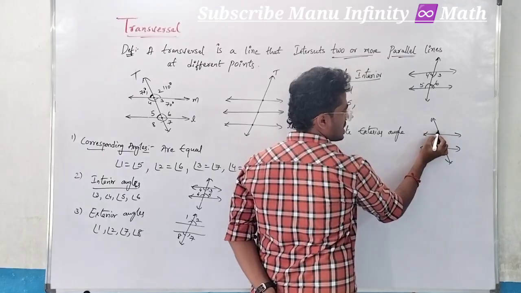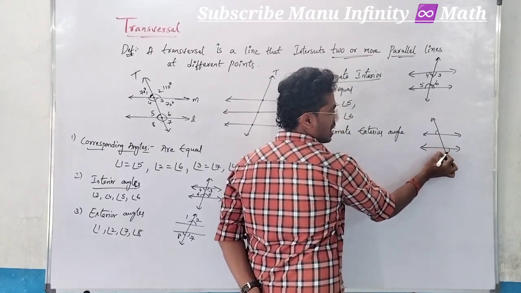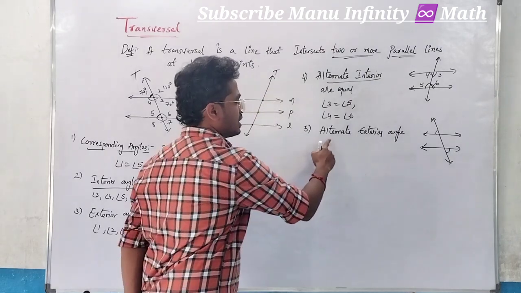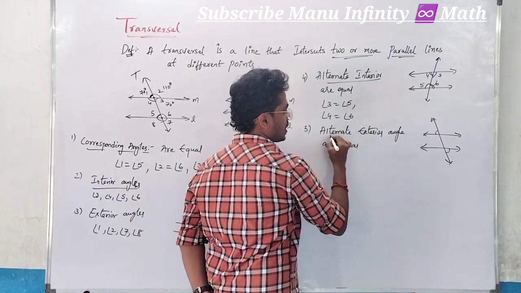Now see, if this is an exterior angle, what is the alternate angle for this one? So this is the alternate angle. So alternate exterior angles are also equal, right?